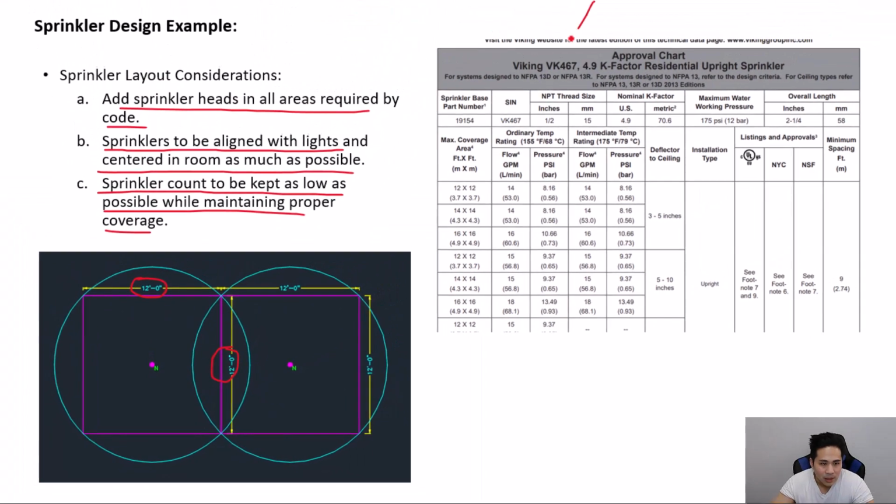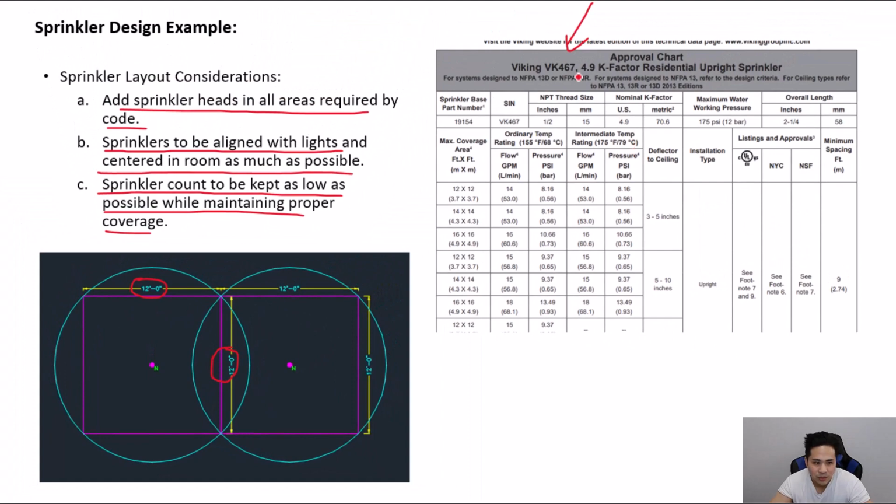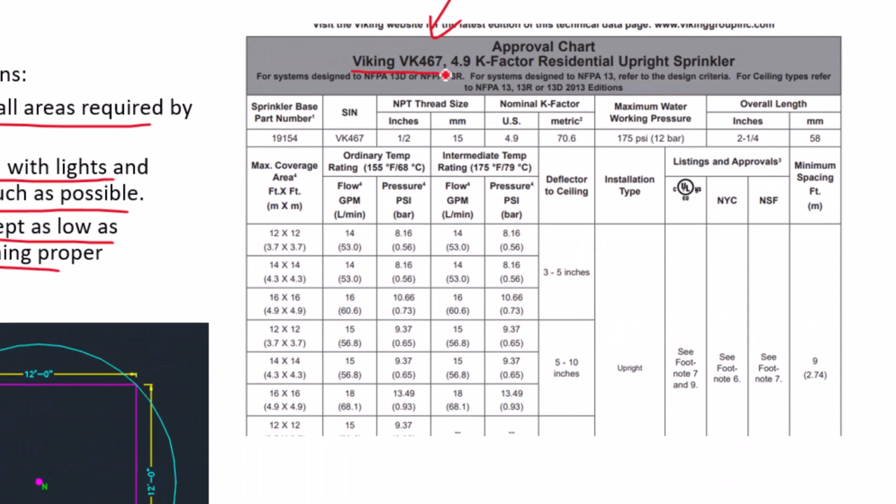This here is a typical spec sheet for a residential head, and I randomly chose this Viking VK467 model, which is a residential upright sprinkler head.